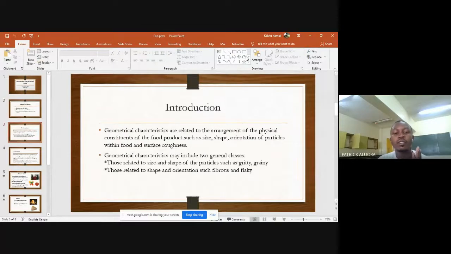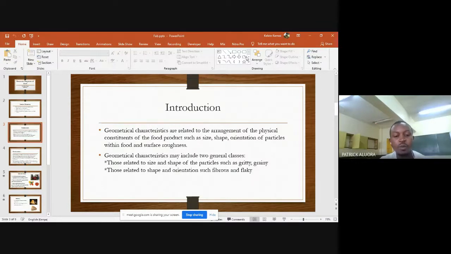So, geometrical properties are those properties which are related to the arrangement of the physical constituents of food products. When we talk of geometric properties, we are talking about their sizes, their shapes, and the orientation of particles within a food matrix. Foods are made of different components: we have the carbohydrates, the proteins, and the lipids. So the question always is, how are they arranged in a food matrix? This is what determines their size, shape, orientation, and surface roughness.